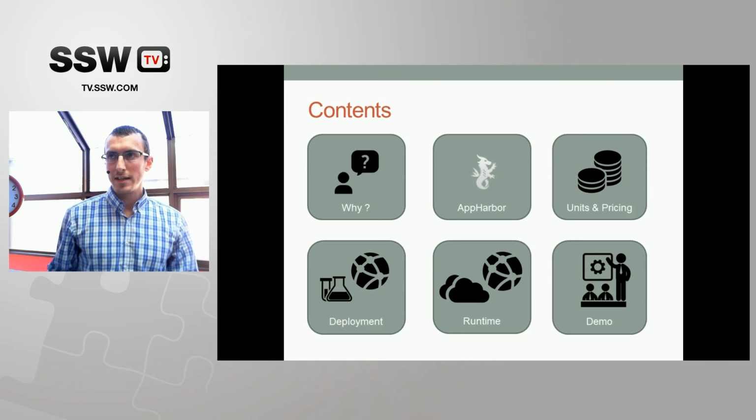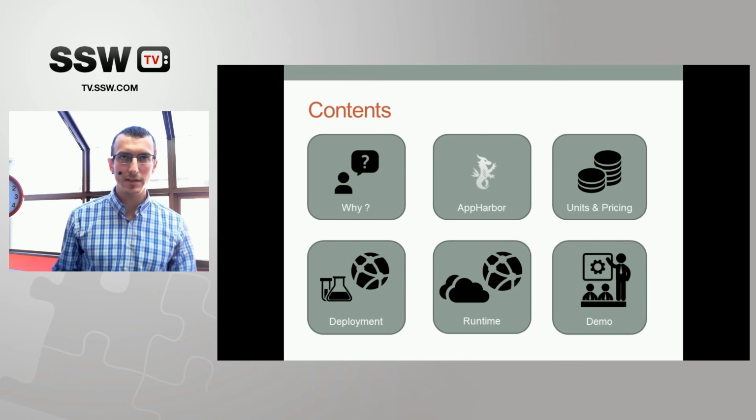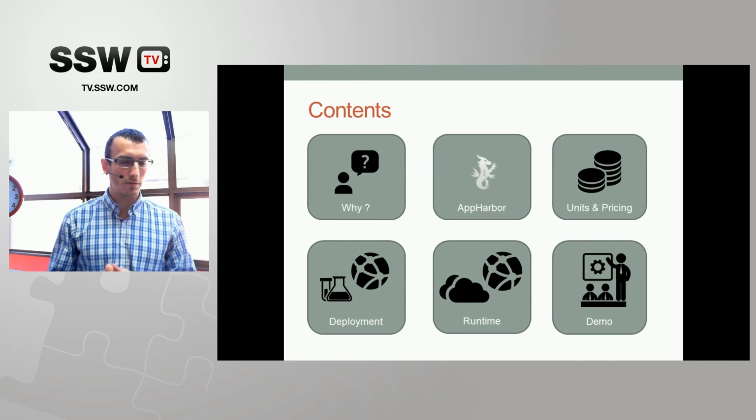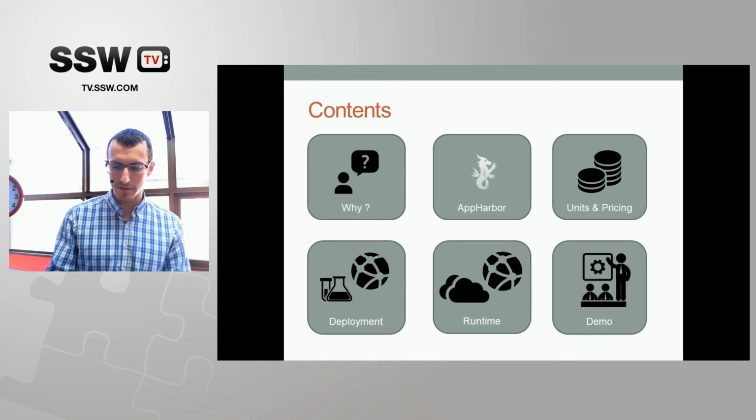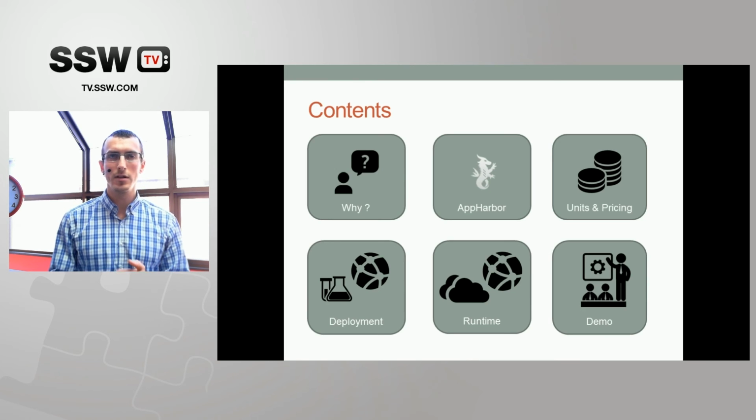So finally, a recap on what we've spoken about in this presentation. I've explained to you why I wanted to look for something like App Harbour, and then I've shown you what App Harbour is, and talked a bit about the units and pricing. I've also described the deployment process and the runtime process, and then we had the demo demonstrating how we can use App Harbour with GitHub and continuous deployment.